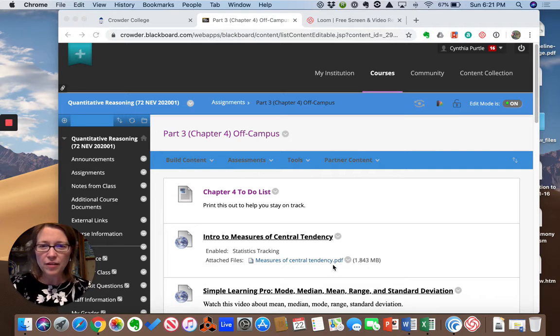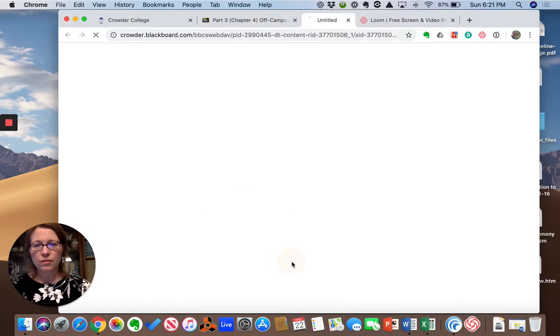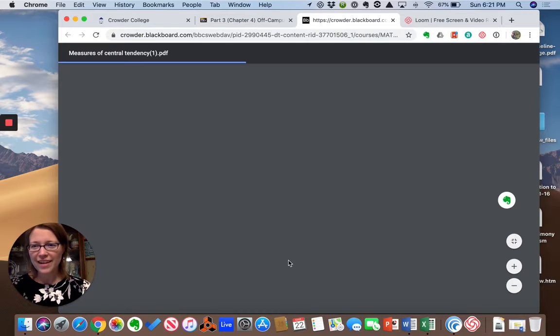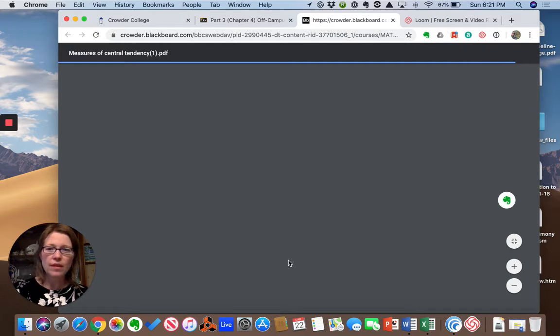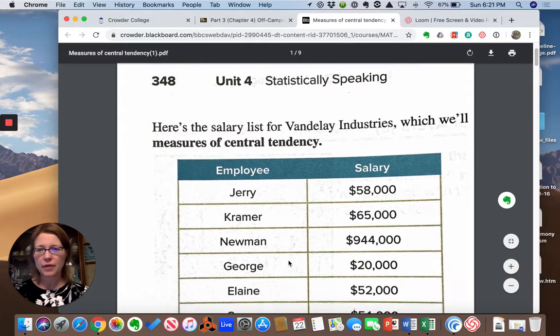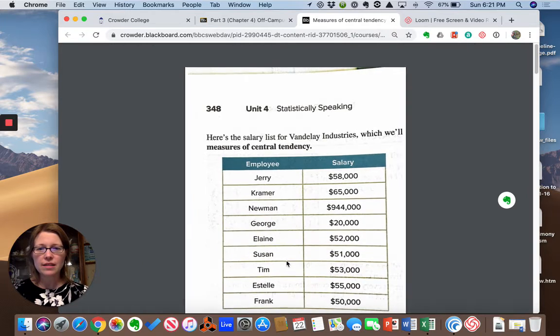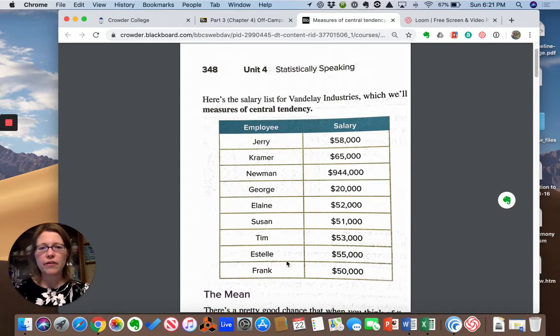We're talking about measures of central tendency. We've got an example that we can use from our text. We find it on page 348. Here we go. We've got a list of various salaries for Vandelay Industries.